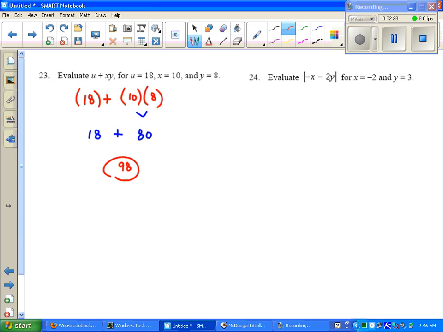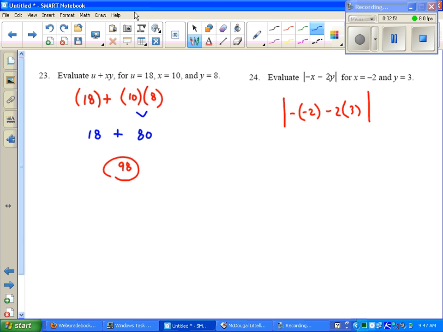Number 24 says evaluate negative x minus 2y, the absolute value of all of that, when x is negative 2 and y is 3. So you have the absolute value of negative, then we're going to plug in x. Remember, you have a negative first, and then you're plugging in a negative 2. Don't forget that. Minus 2 times y, its value is 3 in this case. Still all an absolute value.